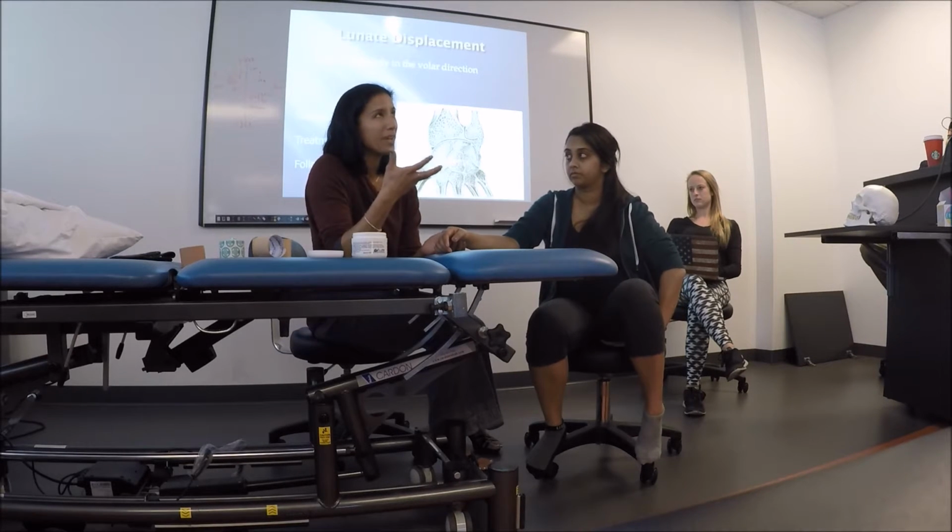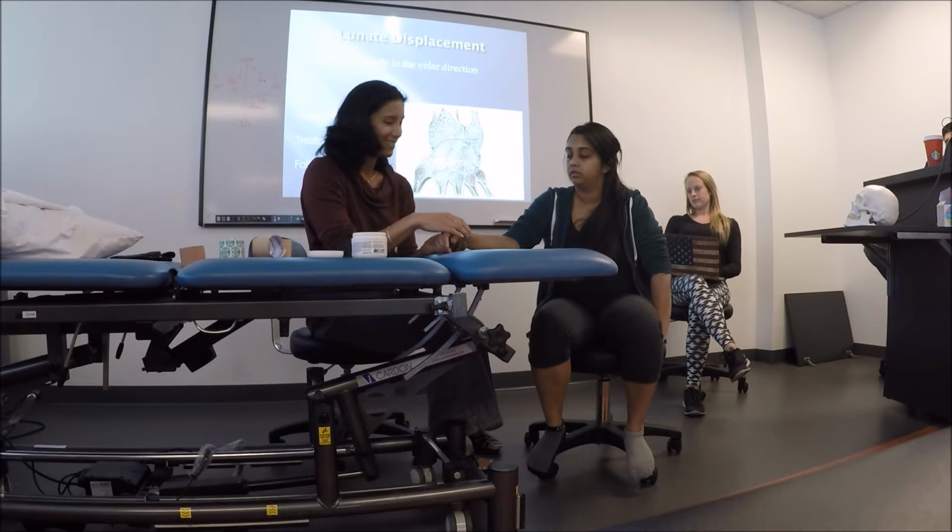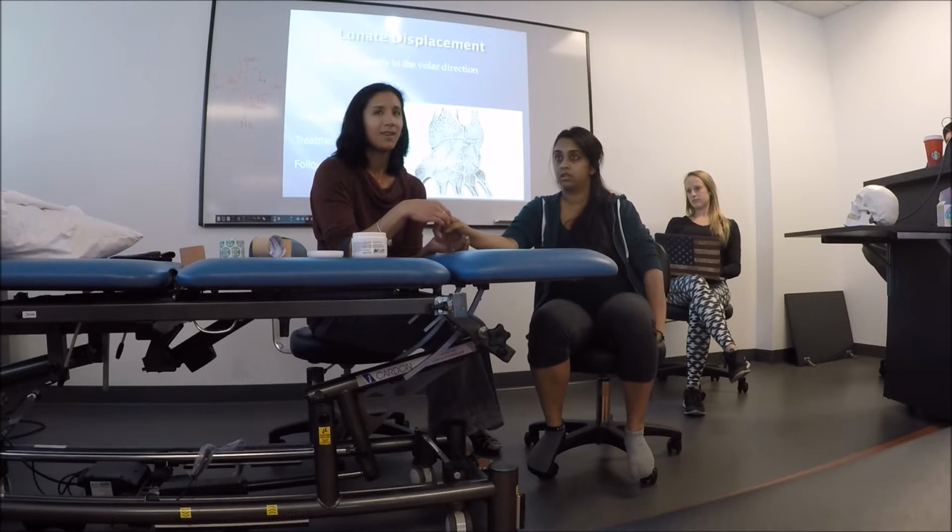So if my lunate is my target tissue here, what might I do to my lunate to fix it? It's not a trick question.